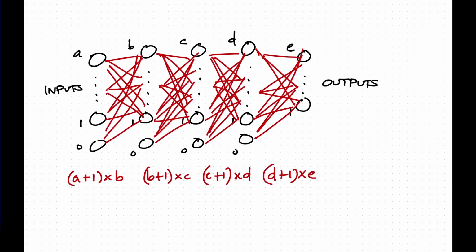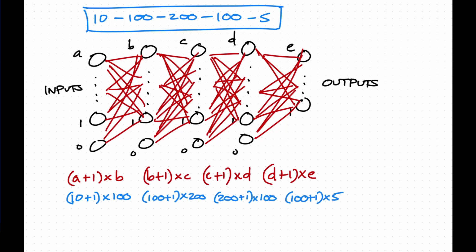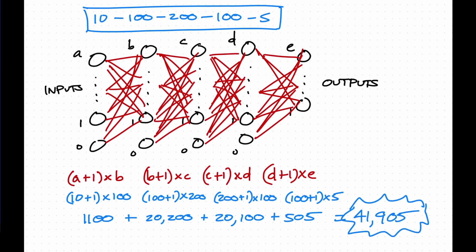So let me put some numbers to that. Suppose that we had 10 inputs, and then 100 hidden neurons, then 200 hidden neurons, then 100 hidden neurons, then 5 outputs. We might describe the network using this notation at the top for a dense, fully connected network. Plugging in the values here, working out the math, note how we got each of the 4 layers here individually and then sum them all together. That's all there is to it for a dense neural network.